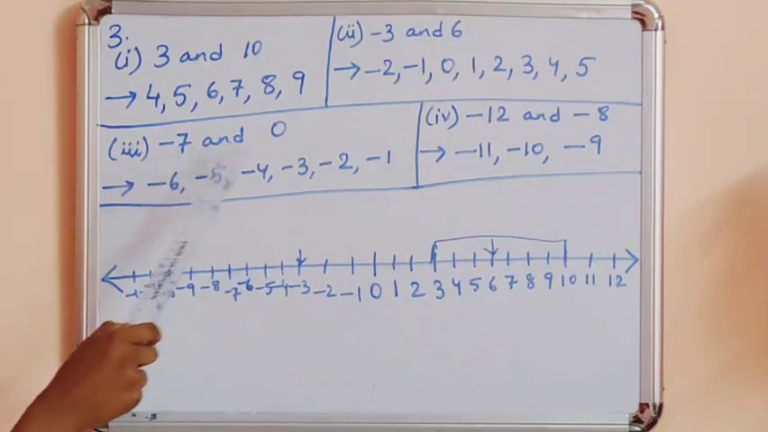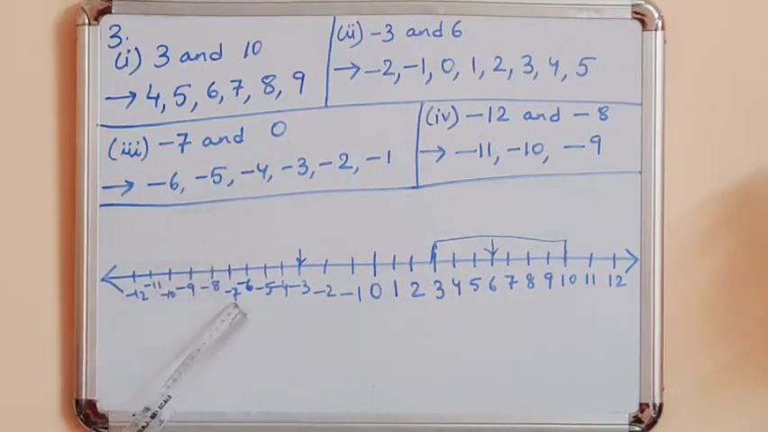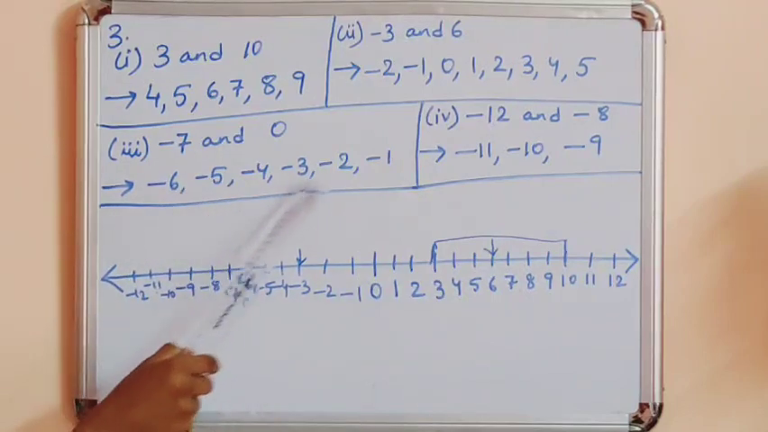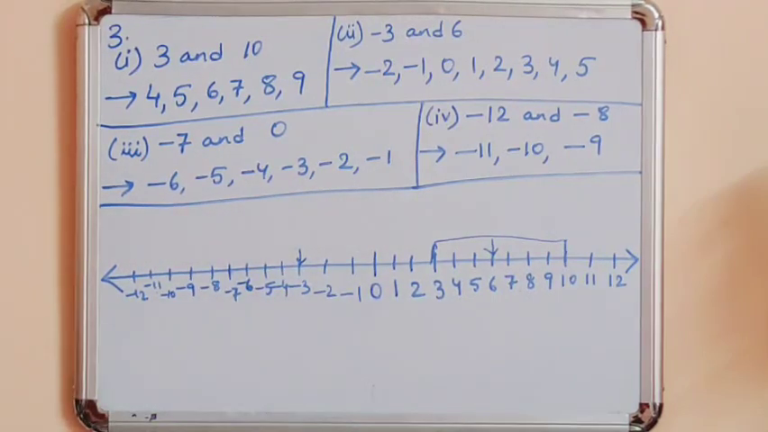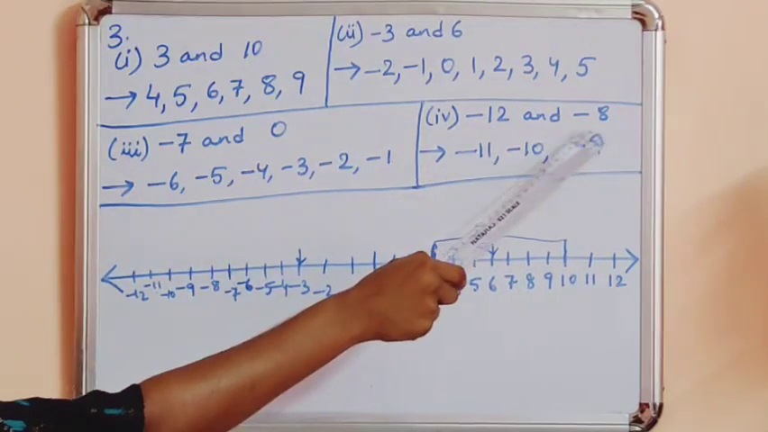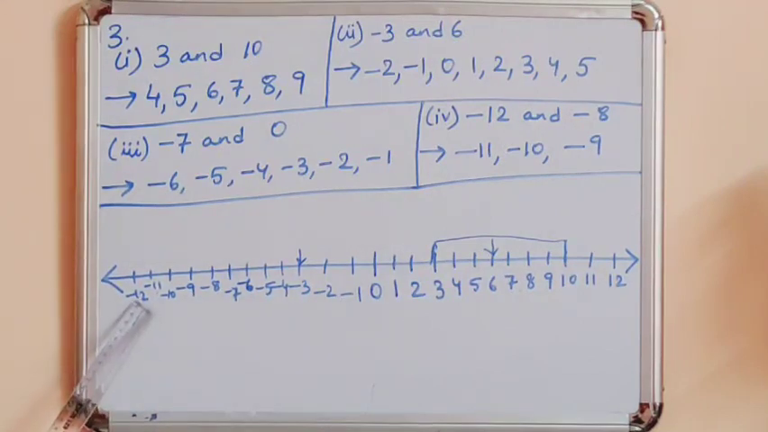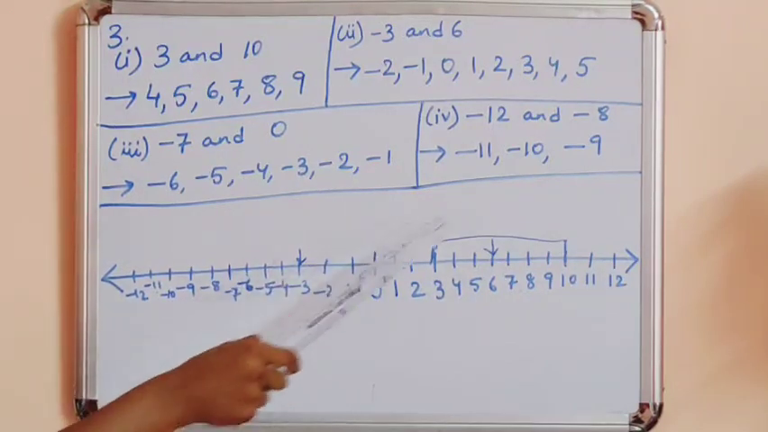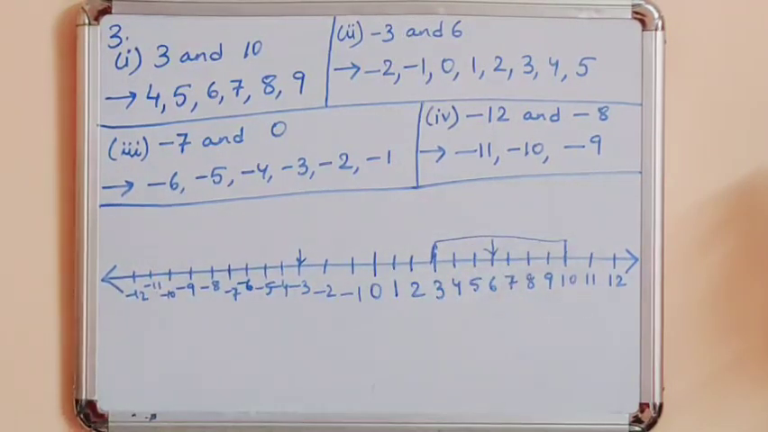Now minus 7 and 0. So the integers are minus 6, minus 5, minus 4, minus 3, minus 2, minus 1. Now minus 12 and minus 8. So this is minus 12, minus 8. So the integers are minus 11, minus 10 and minus 9.